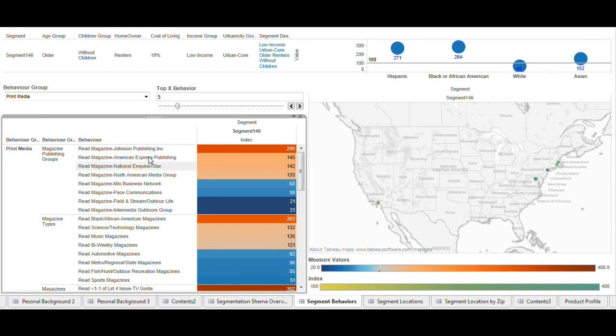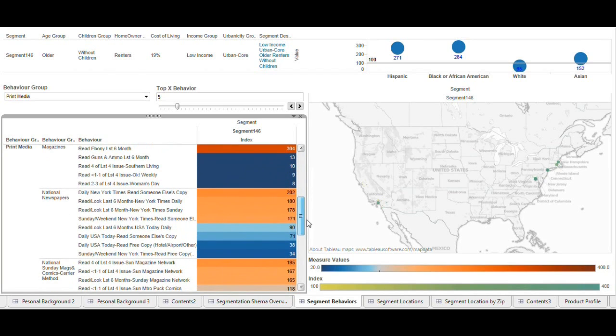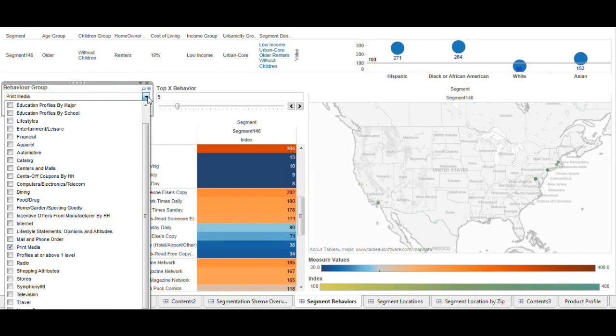And let's see, for example, in the media side, what they like doing. So they index pretty high on reading Johnson Publishing. They index low on reading magazines that talk about intermedia outdoor group. Let's look at newspapers. They index pretty low on reading the New York Times. So that's from a print media perspective.